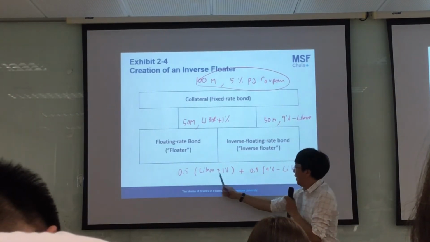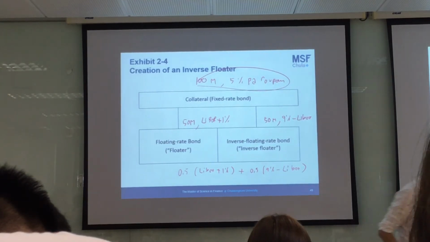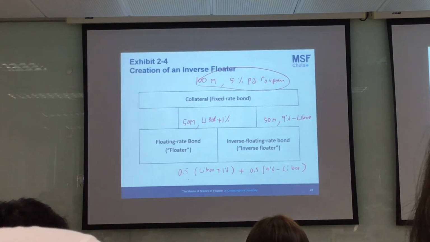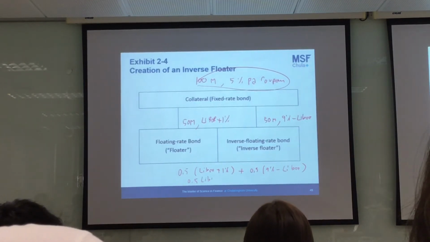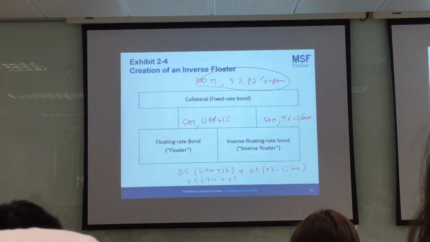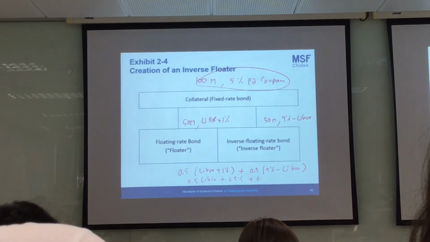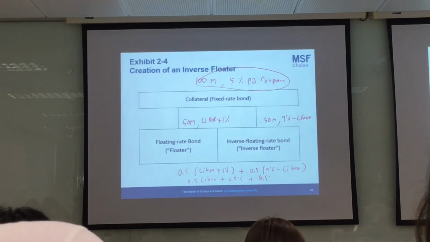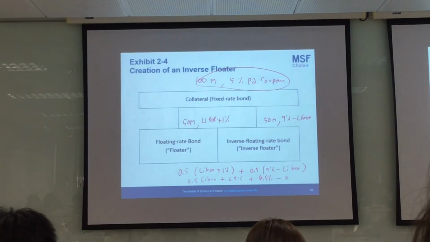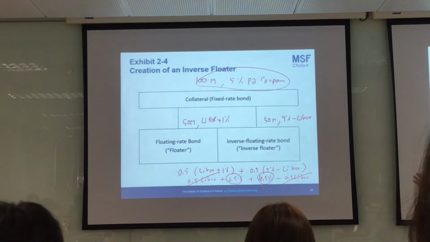So you can see that this is 0.5 LIBOR plus 0.5%, plus 0.5 multiplied by 9, so it's 4.5, minus 0.5 LIBOR. You can see the LIBOR terms will be cancelled out, and 0.5 plus 4.5 is 5%. By this construction, in this case, the trader doesn't get any profit.